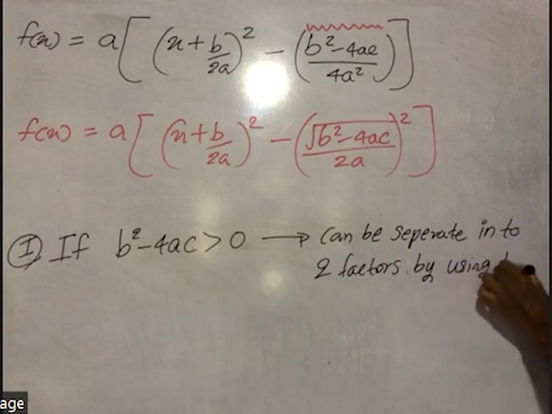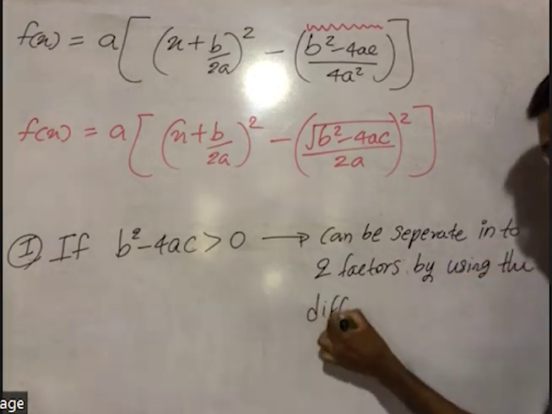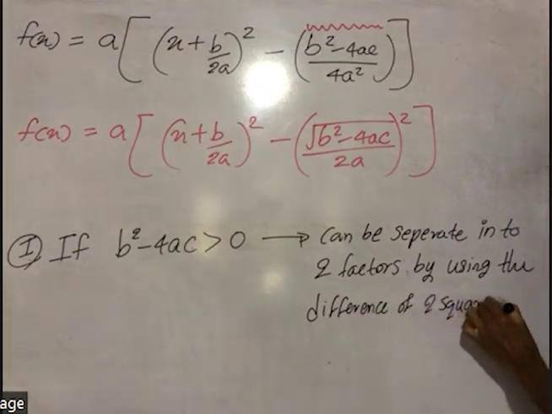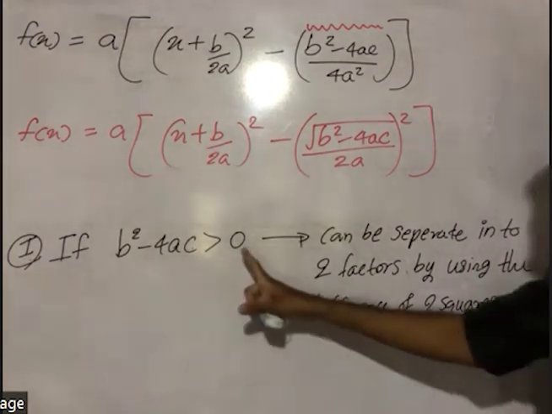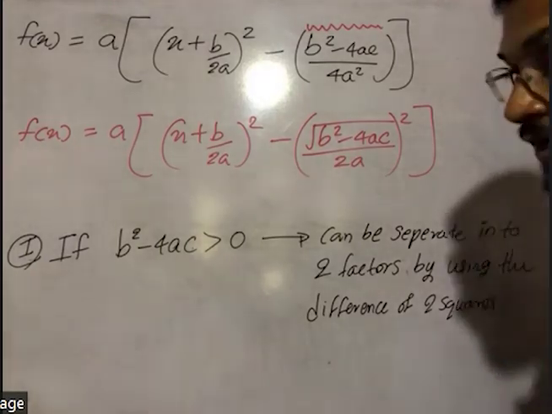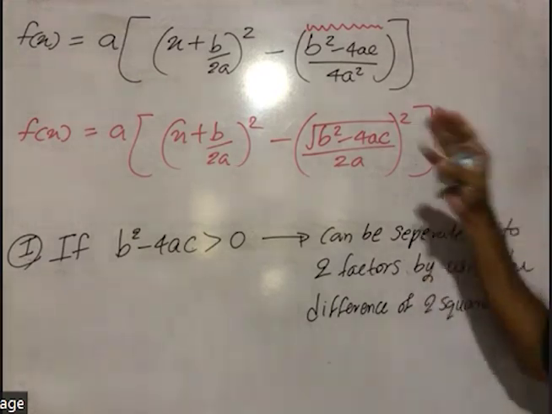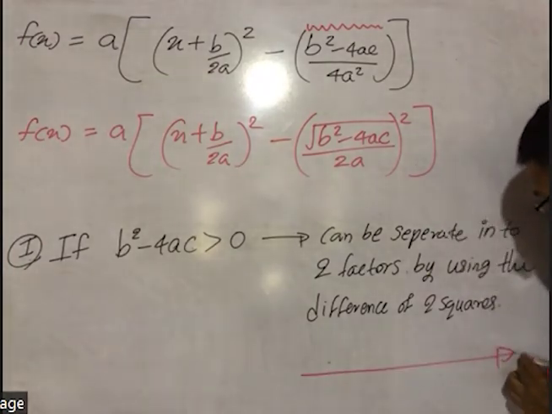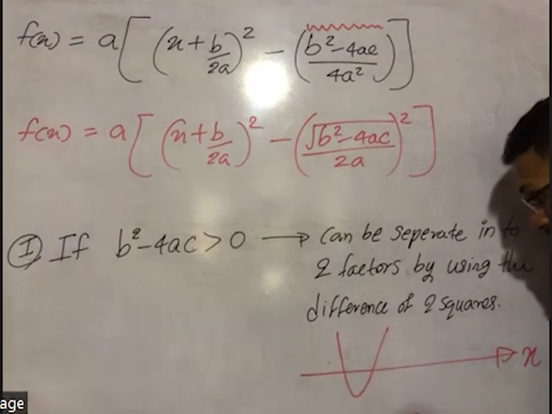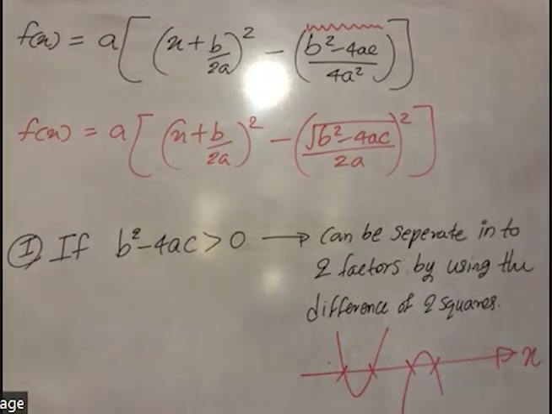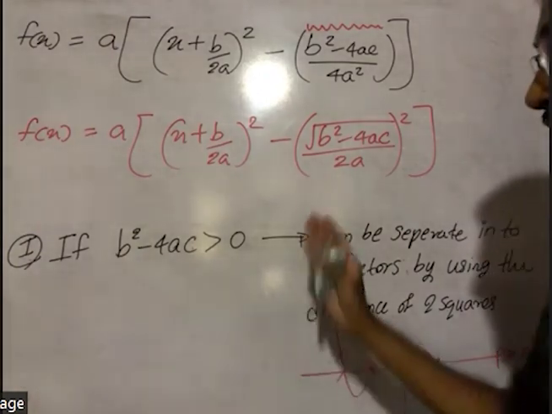If b square minus 4ac is greater than 0, this can be separated into two factors by using the difference of two squares. That means there are two factors, so this function will intersect the x-axis. This function can be drawn like this. There are two intersection points here, and here also we have two intersection points, if b square minus 4ac is greater than 0.